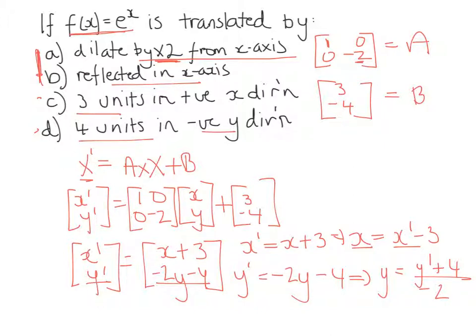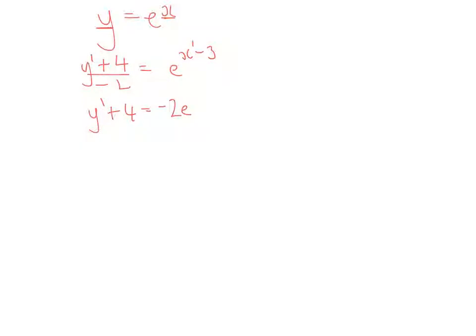Let's go over to the page to give us a bit more room. Now we have our equation y equals e to the x. And we figured out the old y values in terms of the new y values. We figured out the old x values in terms of the new y values. So if we substitute those things in, now let's see, I'll multiply this by 2, or by negative 2, and I'll take away 4 from each side.